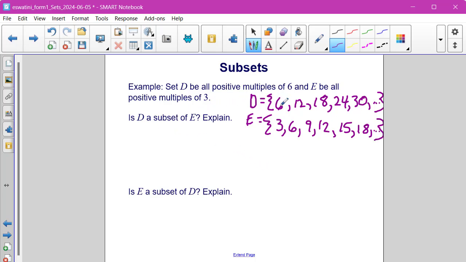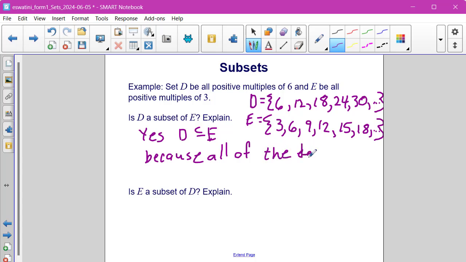So if we compare the elements of D and E, we can see that, well, D, all of those values, and if I kept going, I would get 24 and 30, they're all within E. So yes, D is a subset of E because all of the elements of D are also in set E.